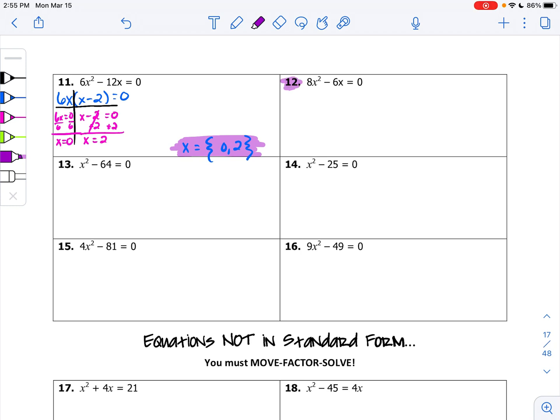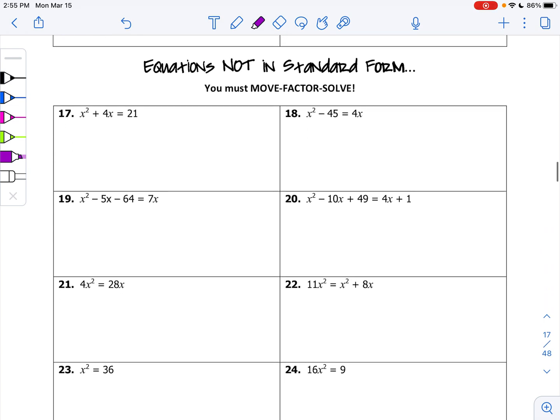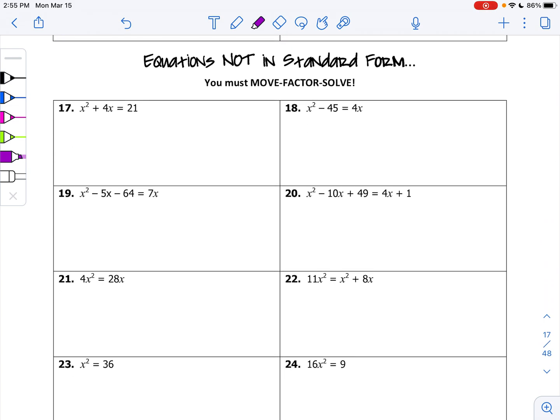Go ahead and highlight numbers 12, 13, 14, 15, and 16. And let's take a look at some examples that are not in standard form. All the ones we looked at previously were already set equal to 0. The next couple we look at aren't set equal to 0.